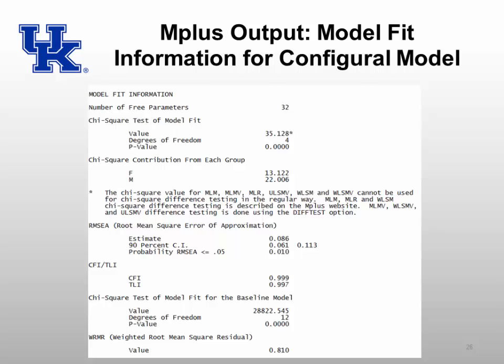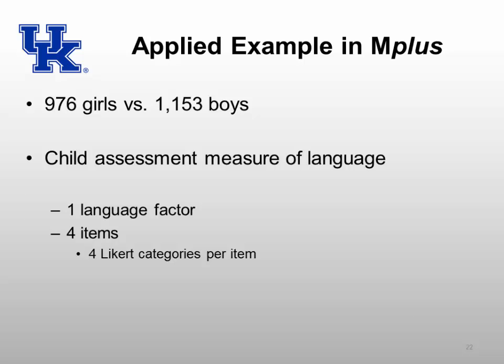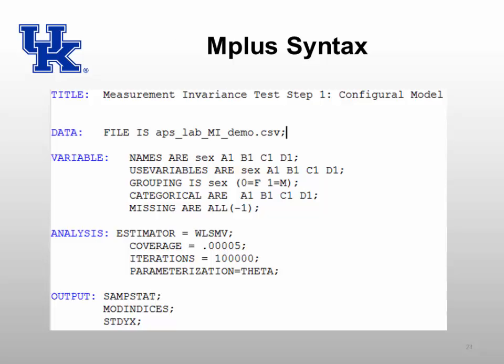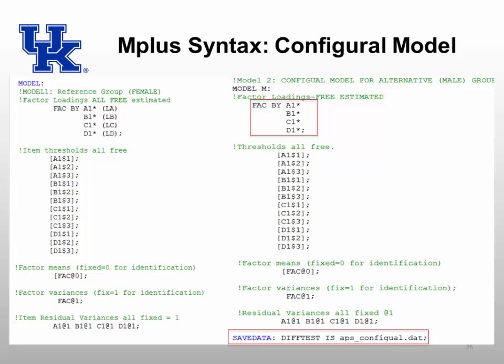This is also why we have the implication that we can test and compare variance and covariance. Can you go to the configural? Yeah, the output? Yeah, no, actually, you're right.